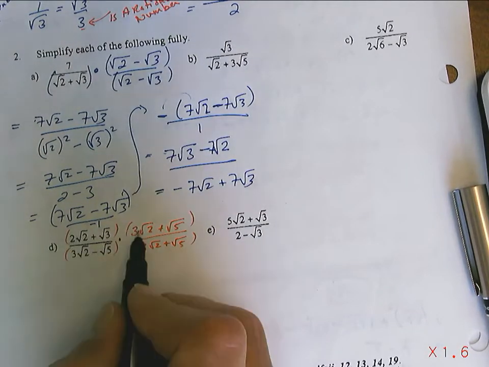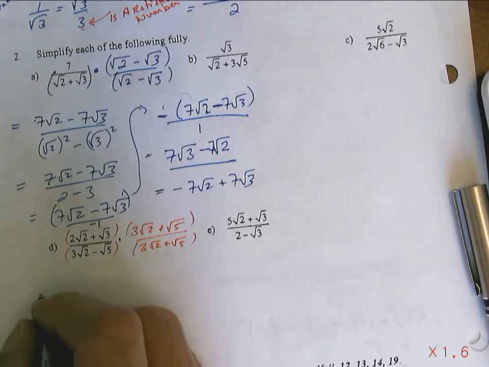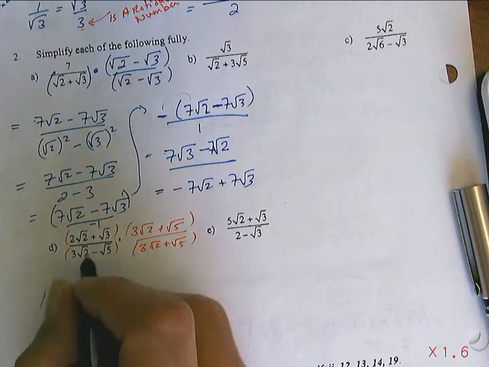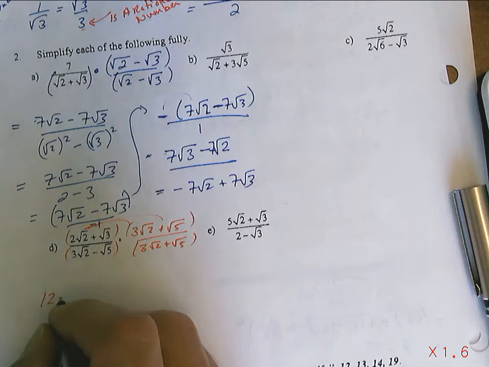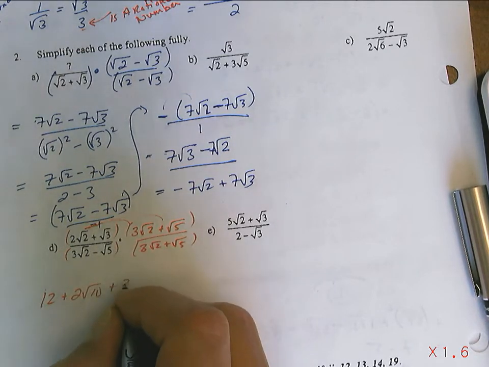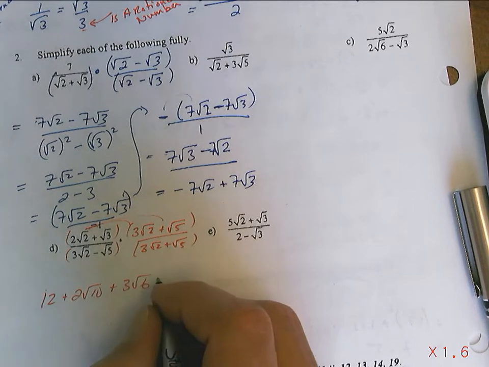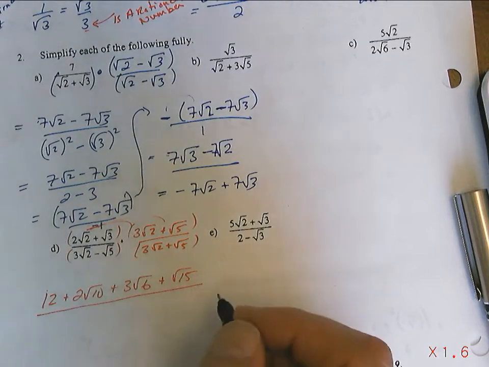So it's 2 times 3, which is 6, root 2 times root 2, which is 2, so it's 6 times 2, which is 12. That was the first one. The second one, it's going to be 2 root 10 plus 3 root 6 plus root 15, all over top of.